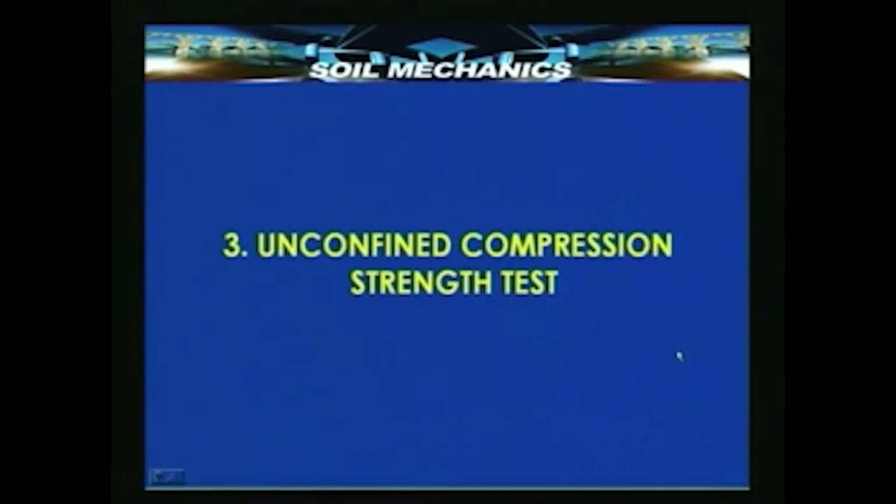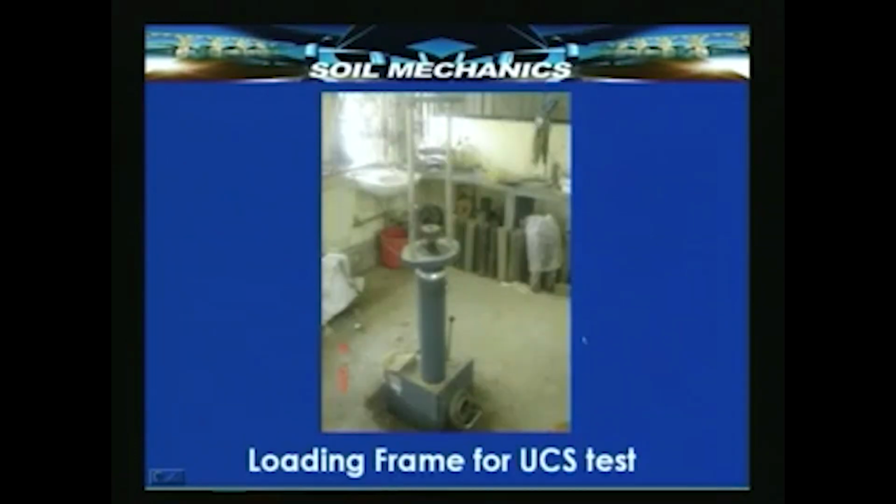Okay. Now, there are two other tests, the unconfined compression strength test and the vane shear test, which we shall see now. These two tests are primarily meant for clay soils. They can be done in the laboratory as well as in the field. So, if I take the unconfined compressive strength test, this is what the equipment looks like. It is a simple loading frame with the facility to keep a soil specimen and load it and test it to failure without applying any confining pressure. So, this is known as the UCS test.